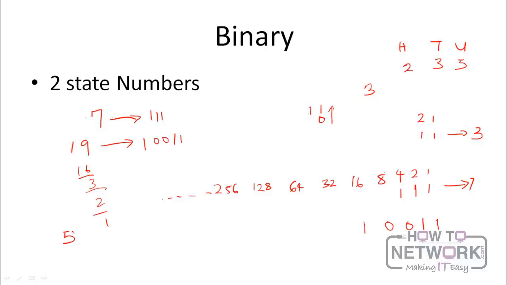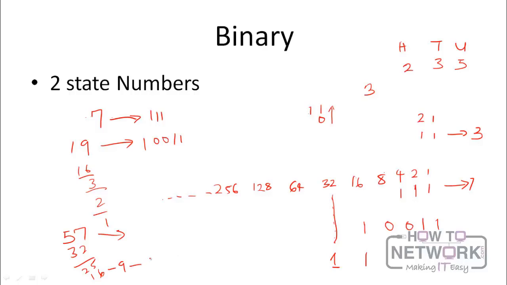So let's take another example. What if we had 57? Now, what's the largest number we can find for 57? And that's 32. So that will be a 1. If we take away 32 from 57, what do we have? We have 25. In 25, what's the largest number we can find? It's 16. So we'll put a 1 here too. If we take away 16 from 25, we're going to get 9.